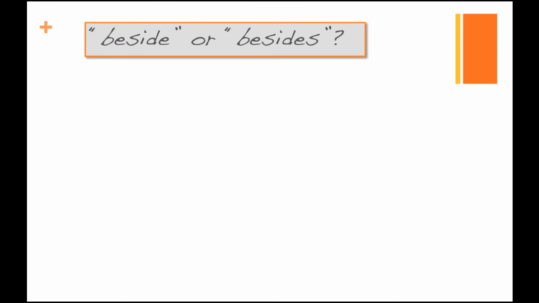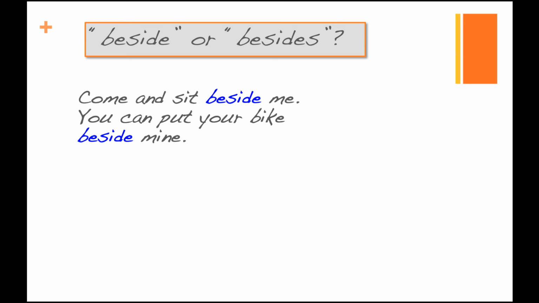So, beside or besides? We start with a couple of examples and then I'll explain the grammar to you. Come and sit beside me, you can say. Or you say, you can put your bike beside mine. And this is how you use beside, because beside means next to. It is local. It tells you where, next to. Come and sit beside me, where there's a place next to me. And put your bike next to mine, put your bike beside mine. So this is beside, no S, not besides. Use beside in these contexts.